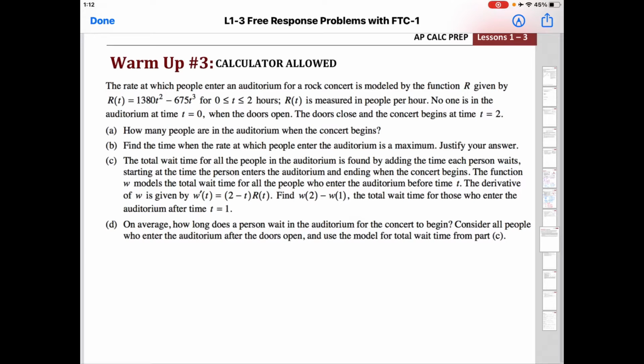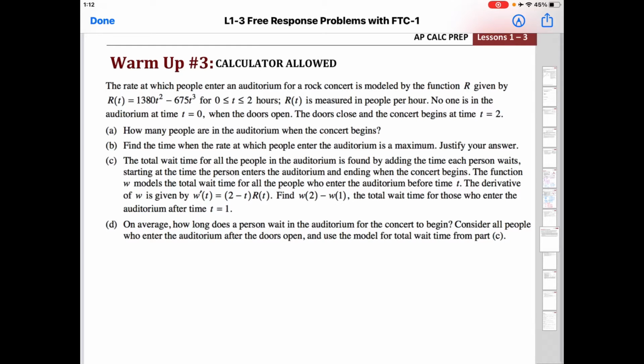The question says the rate at which people enter an auditorium for a rock concert is modeled by the function r given by r of t equals 1380 t squared minus 675 t cubed for t between 0 and 2 hours. R of t is measured in people per hour. No one is in the auditorium at time t equals 0 when the doors open. The doors close and the concert begins at time t equals 2.